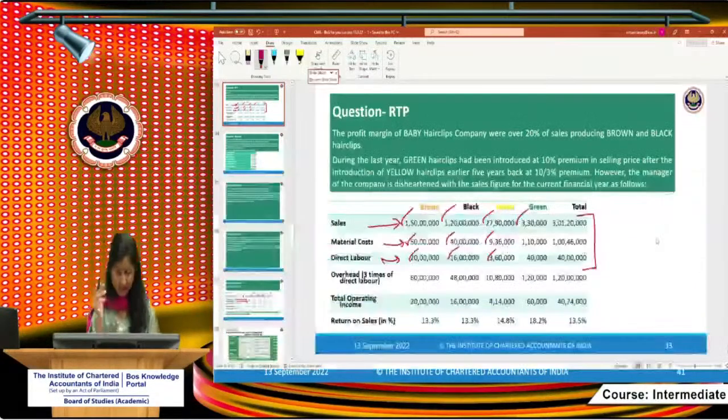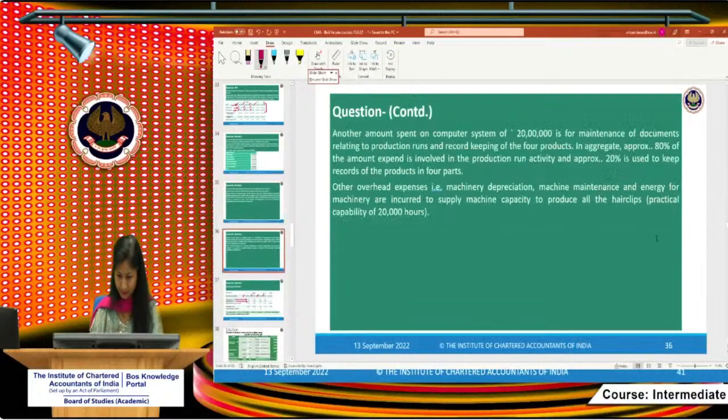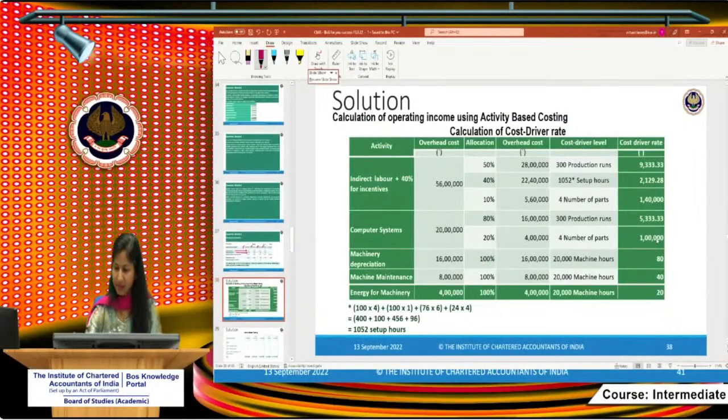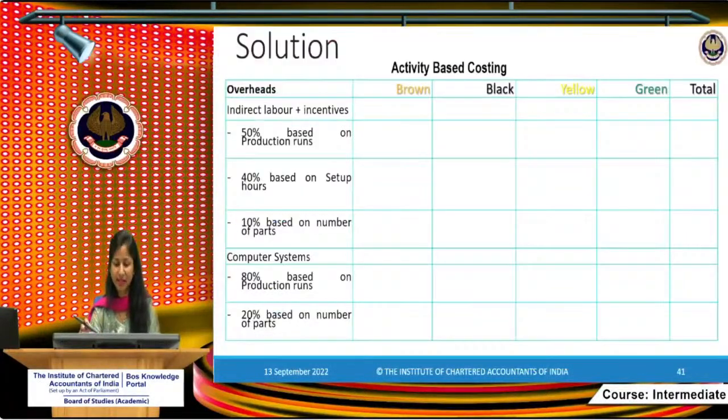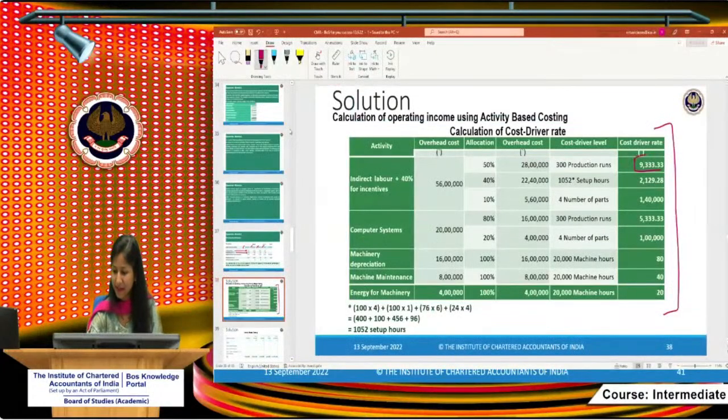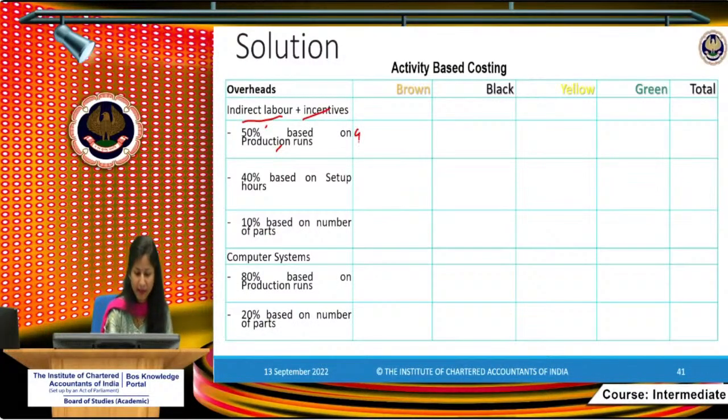Next. Now, this cost driver rate we already have calculated. We just need to put these figures in the ABC costing sheet. Now, indirect labor and incentive, 50%, which was based on the production runs. What was the rate we calculated? It was 9,333.33.